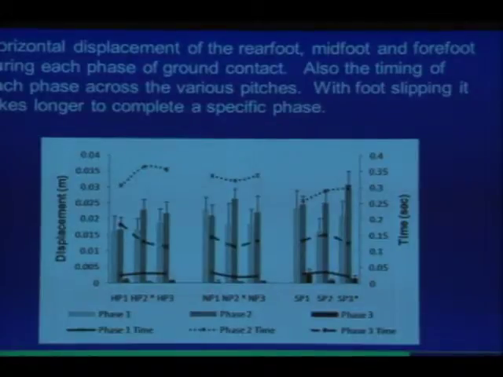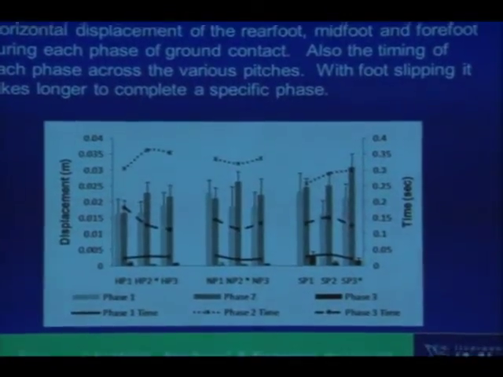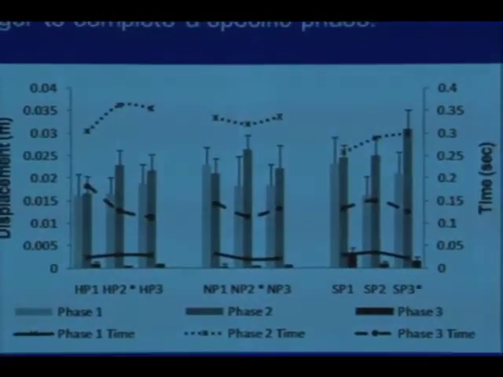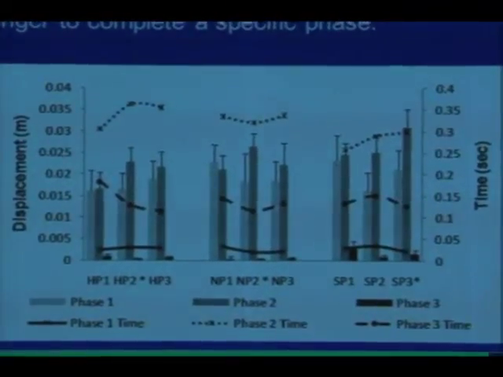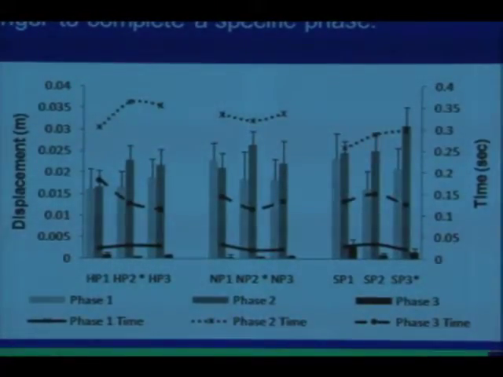The most amount of slip occurs in phase 2, which is mid-support. And you can see that for the asterisk conditions, there's slightly more slip in every country. And there's a tendency that if there's more slip, there's more time being spent in that phase, which makes sense. If you're slipping, you spend more time.